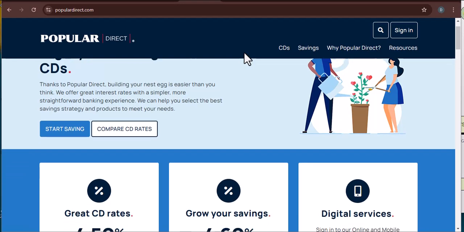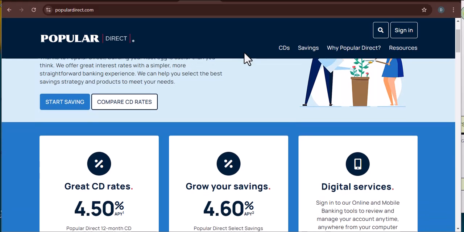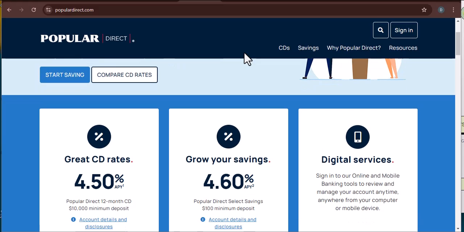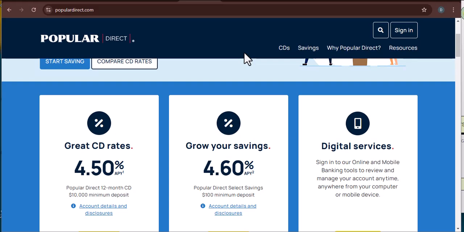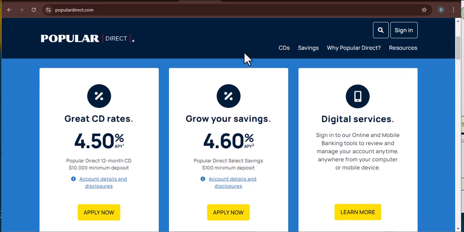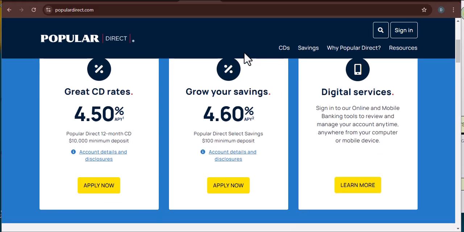Today, I'm going to be talking about the withdrawal limits for Popular Direct Bank. Now, I know that a lot of you are interested in this topic because Popular Direct is a popular choice for online banking. And, of course, it's important to know how much money you can withdraw from your account at any given time. So, let's get started.